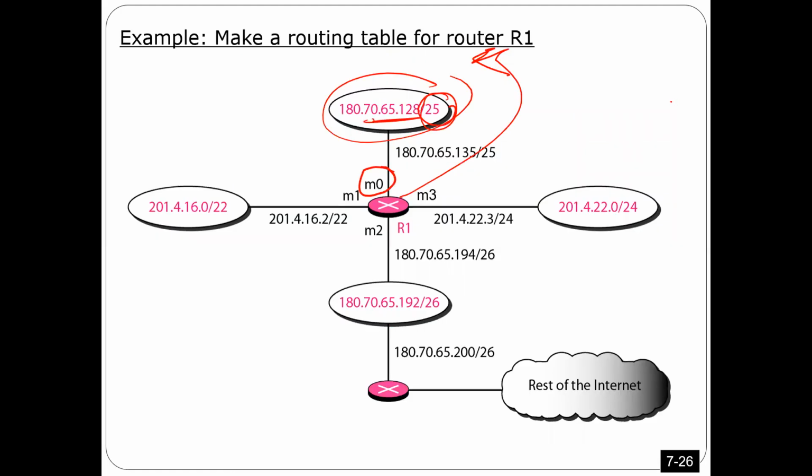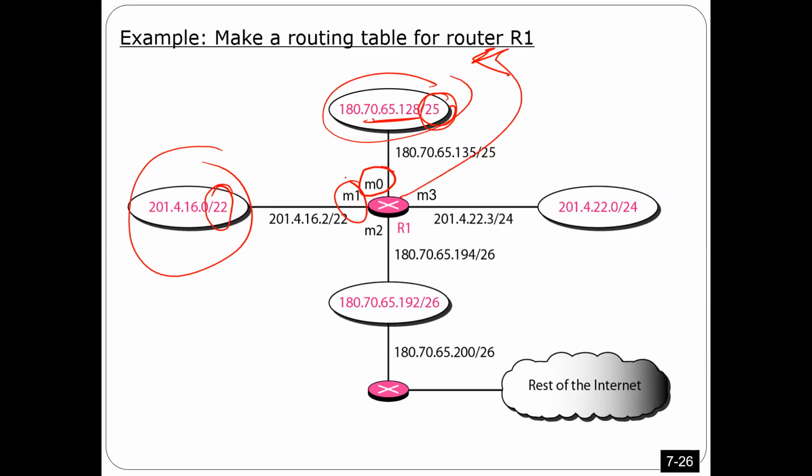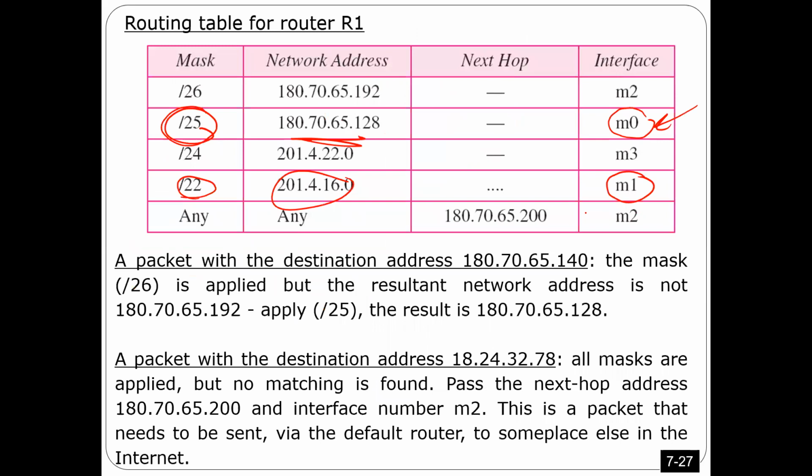Same thing, let's talk about M1. M1 here is connected to only one network. If I apply this mask here, I'm going to send it through M1, as you see here. Same thing here for M3, for example. It's connected to one network here. So through M3 it's the same thing: I'm going to apply this mask to the IP, and if the address is equal to this one, I'm going to send it through M3, as you see here.